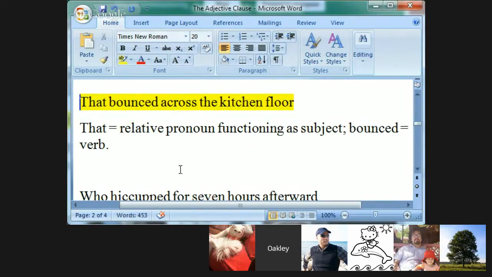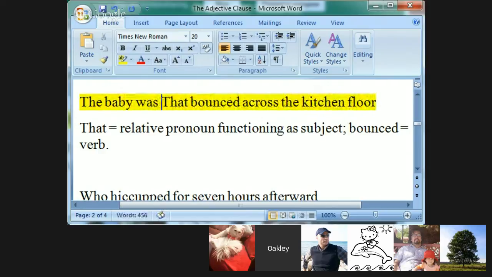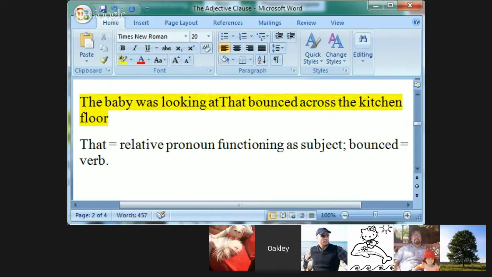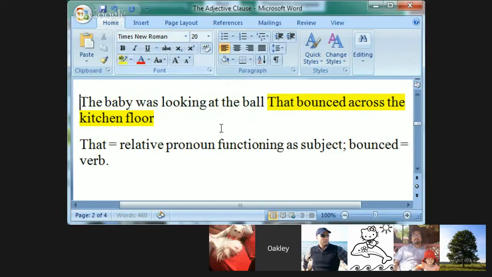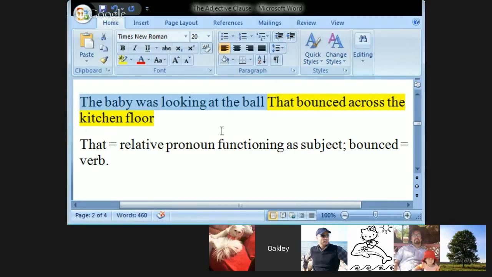Sure. Let's see. The baby was looking at the ball, something like that, I guess. Okay, the baby was looking at the ball that bounced across the kitchen floor. Excellent. Very good. Again, he's adding an independent clause, a simple sentence.